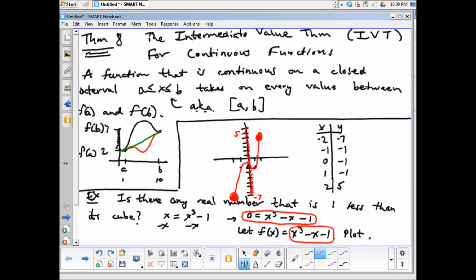So that would be a fun problem to try. See if you can maybe use your trace button or something. See how accurately you can get that value. You can try it out. Just graph this thing, and you can also use the zero feature on your graphing calculator. Find the zero, if you want to pursue it further.